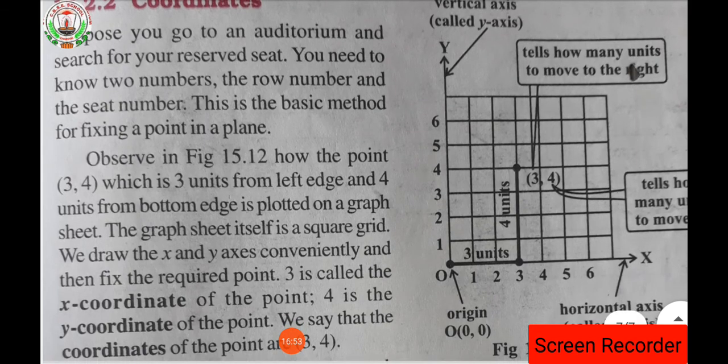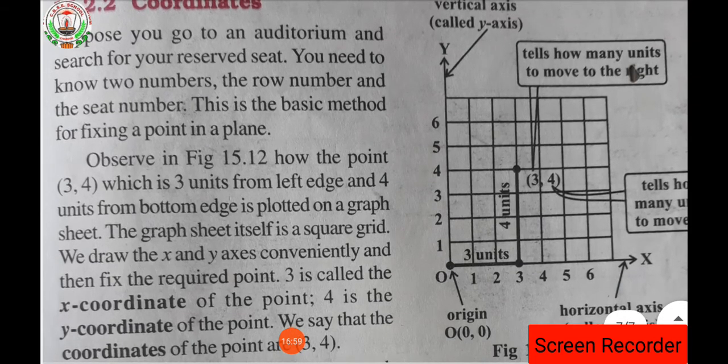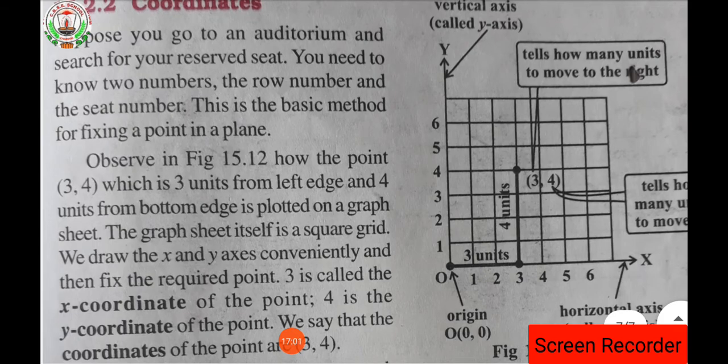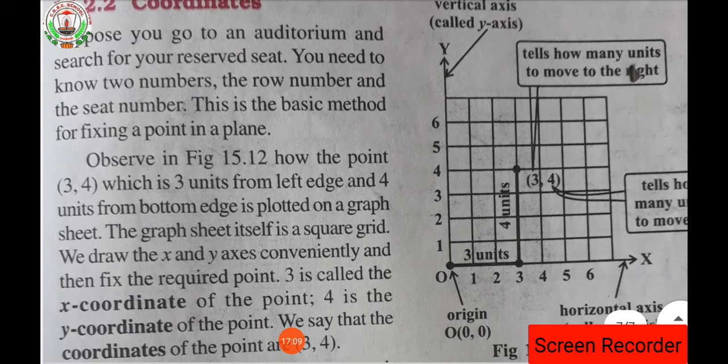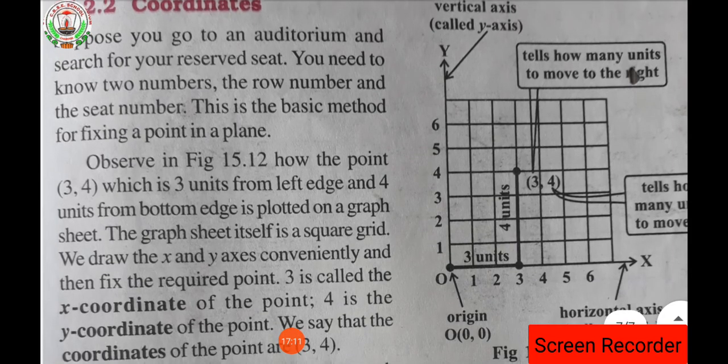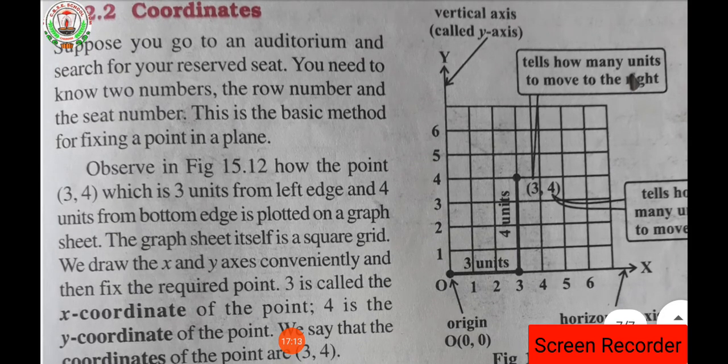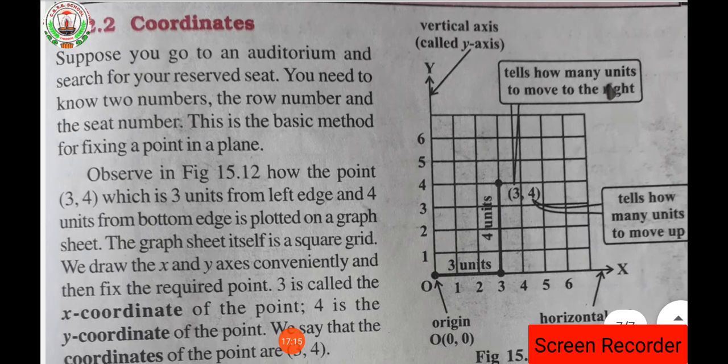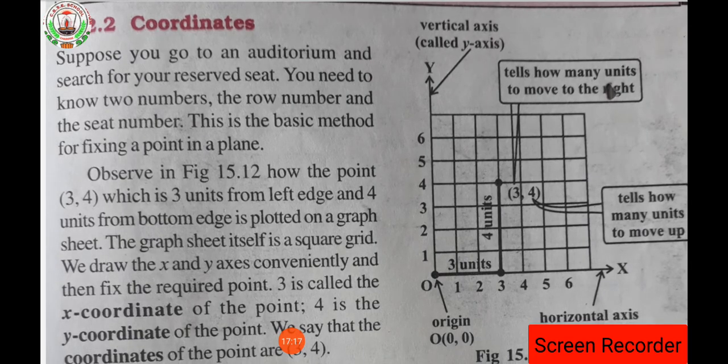The graph sheet itself is a square grid. We draw the x and y axes conveniently and then fix the required points. 3 is called the x coordinate of the point, 4 is the y coordinate of the point. We say that the coordinates of the point are 3 and 4. So look at the graph, it will be more clear to you.